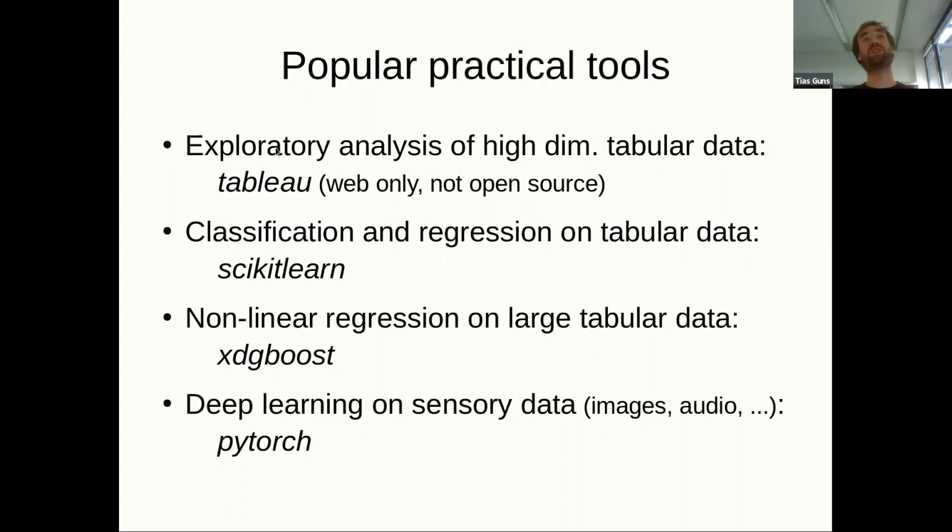If you have to do an exploratory analysis of high-dimensional tabular data, look at Tableau. It's a web-only system, but it does this really, really well. If you have tabular data and you need to do classification or regression, the scikit-learn Python framework is highly recommended. If you need to do nonlinear regression on very large tables, XGBoost would be the recommended package. And if you need to do deep learning on sensory data, I personally recommend PyTorch. But as I said, there are many, many other frameworks. This is just if you're starting and you don't really know where to start, consider these ones. Yes, it should be XGBoost on the slide. I think that's a typo.